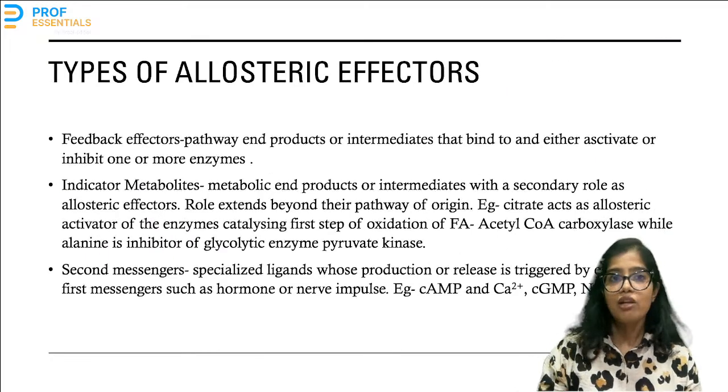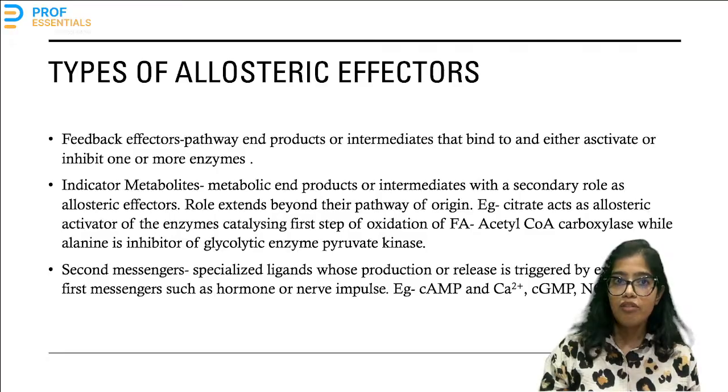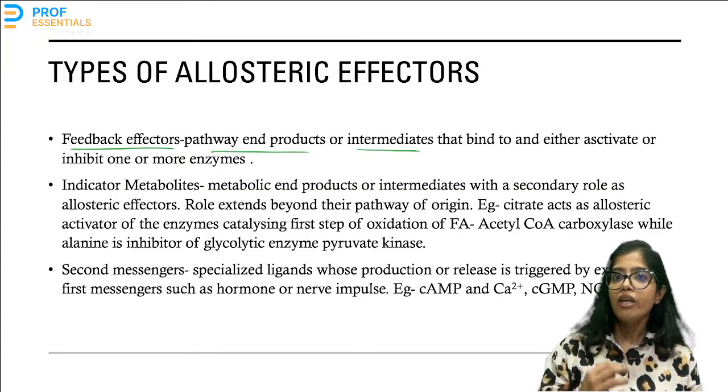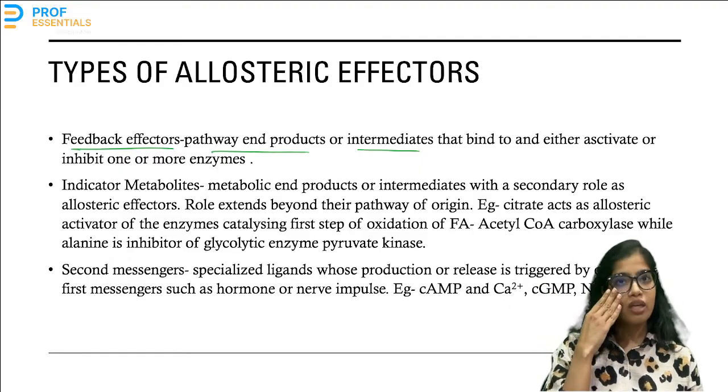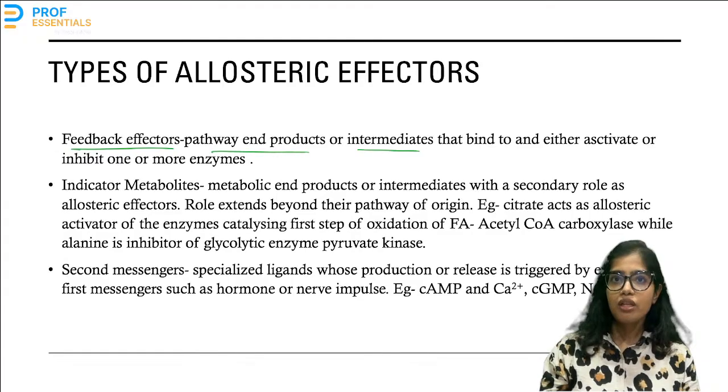Okay, so types of allosteric effectors: they can be feedback effectors. That is, at the end of the pathway, whatever products or maybe intermediates are formed, they will bind or associate with one or more enzymes and activate it.